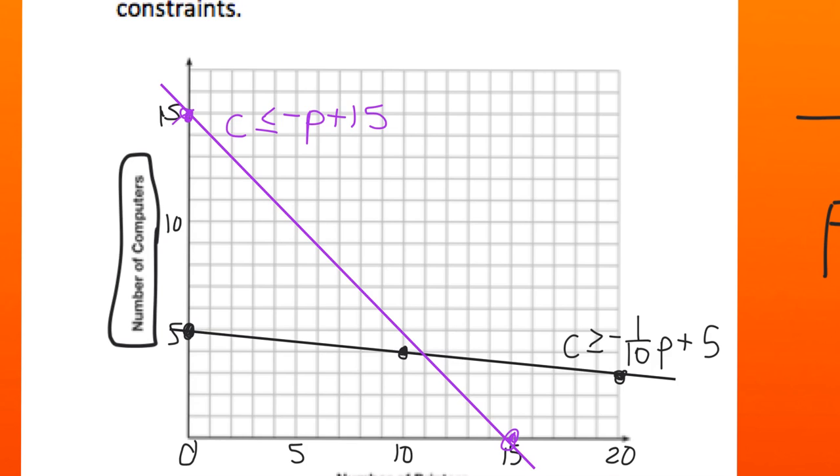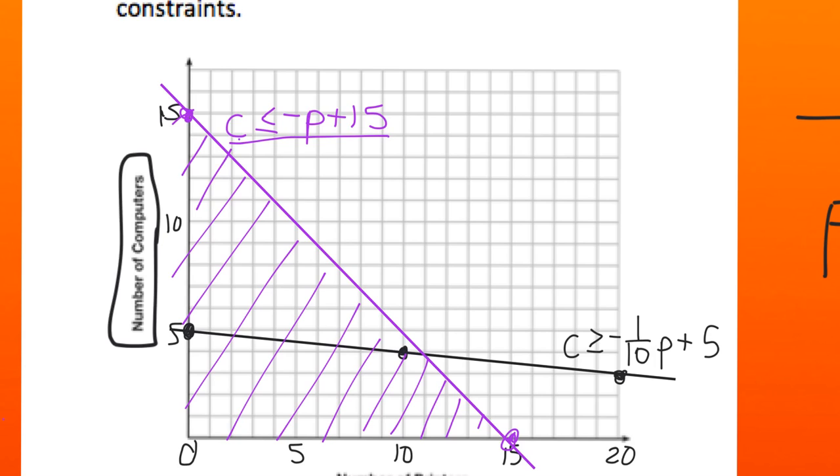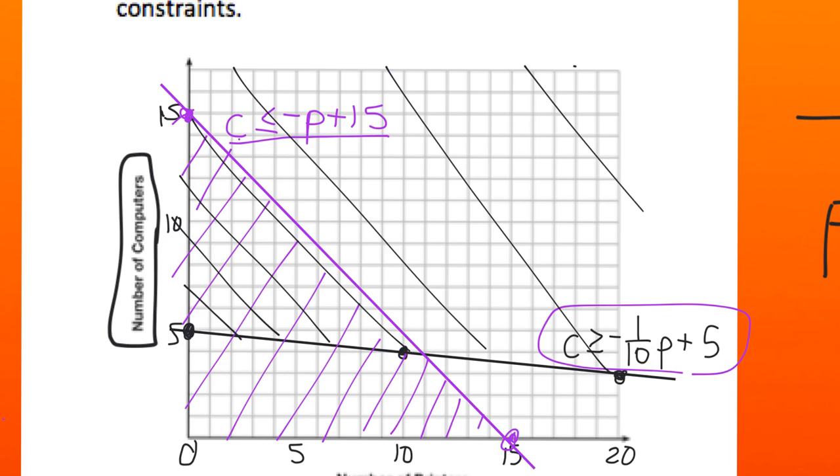Now for this inequality, we want C to be less than or equal to this line, so we're going to highlight this section here. And for this one, we want C to be greater than or equal to this line, so we're going to highlight this section like this. We'll see where they intersect is this area here. Let me use my highlighter. So this is the area that we're interested in.